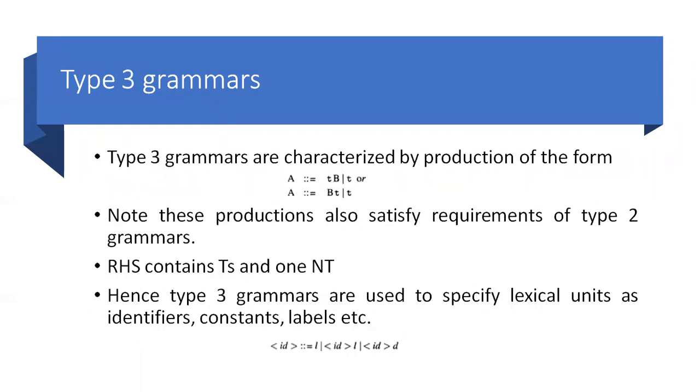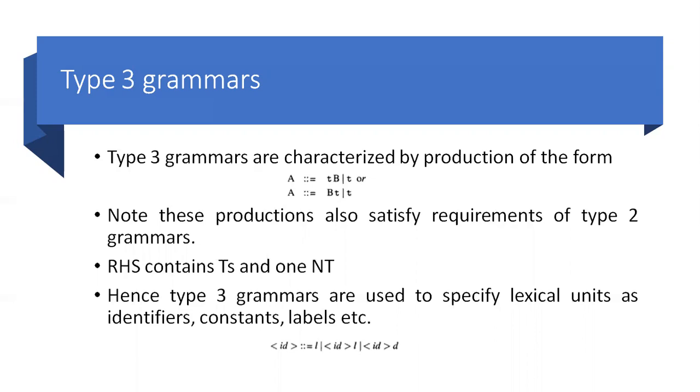So next is type 3 grammars. So type 3 grammars are characterized by production of the form A gives small t, capital B, or small t. Now here you can see that at the RHS there is a combination of T's and NT's.